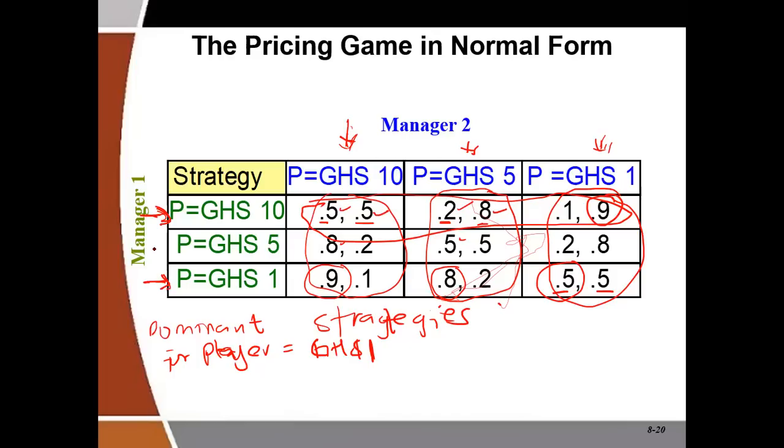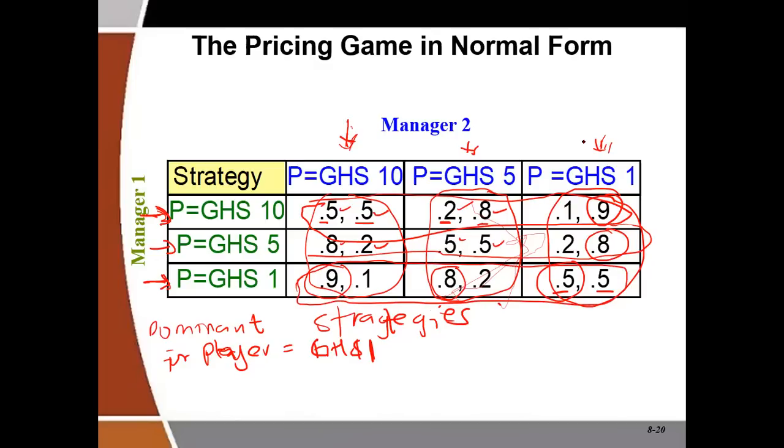Again, if player 1 plays 5 cedis, that means that the outcome should be in this horizontal row. Now here, what we will see is that if player 1 plays 5 cedis, the best response for player 2 is still to play 1 cedi, because 80% market share is better than 50% and is better than 20%. Finally, given that player 1 plays 1 cedi, the outcomes should be in this row, okay?